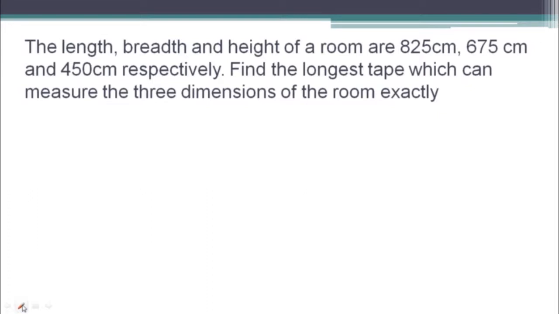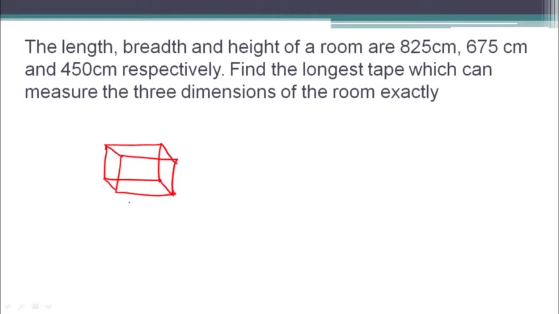So let us look at few such questions, which is where the question is given in the form of a puzzle or like a word problem, and we will try to understand how to solve these questions. Let's get started. Let's look at the first question. The first question is there on your screen. The length, breadth and the height of a room are 825 centimeters, 675 centimeters and 450 centimeters respectively. Find the longest tape which can measure the three dimensions of the room exactly.